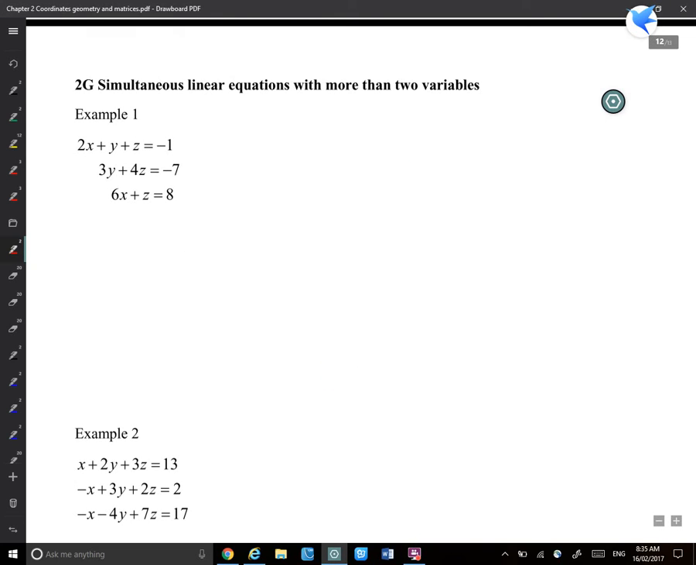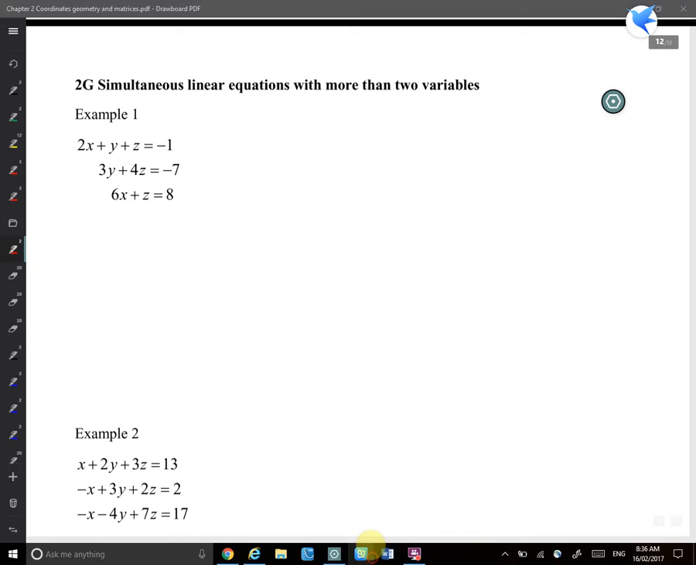Okay, example 1. We have 2x plus y plus z equals minus 1, 3y plus 4z equals minus 7, and 6x plus z equals 8. So what I'm trying to do is make any two variables in terms of the third variable. For example, y and z all in terms of x, and I can put all of that information in one equation, and I can just solve for x, one variable.